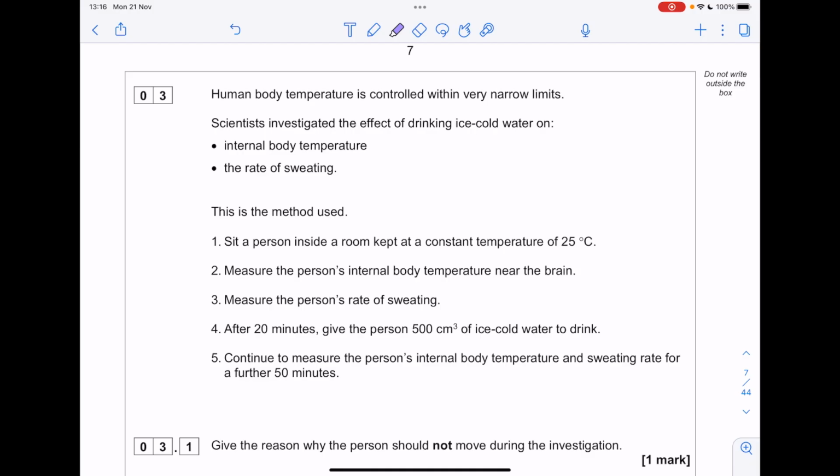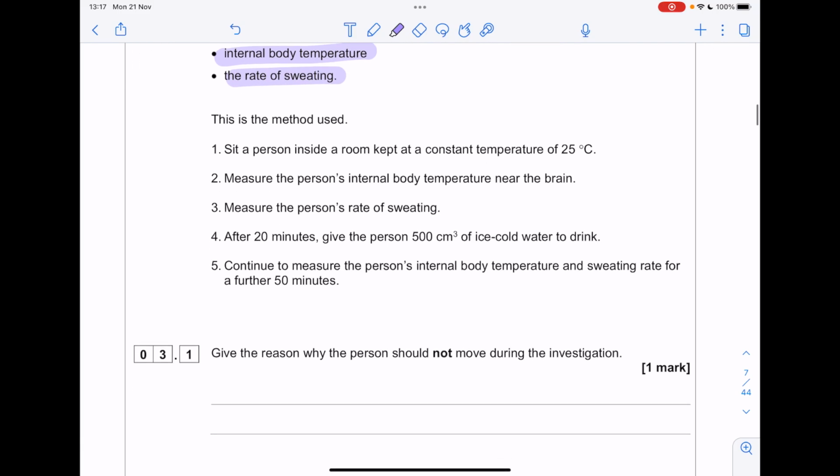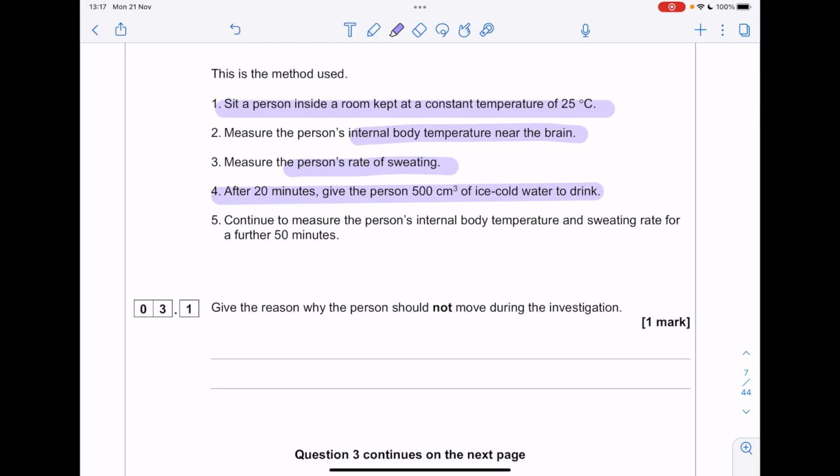Human body temperature is controlled within very narrow limits. Scientists investigated the effect of drinking ice-cold water on internal body temperature, the rate of sweating, and more. This is the method used. Sit a person inside a room kept at constant temperature of 25 degrees. Measure the person's internal body temperature near the brain. Measure the person's rate of sweating. After 20 minutes, give the person 500 centimetres cubed of ice cold water to drink. Continue to measure the person's internal body temperature and sweating for a further 50 minutes.